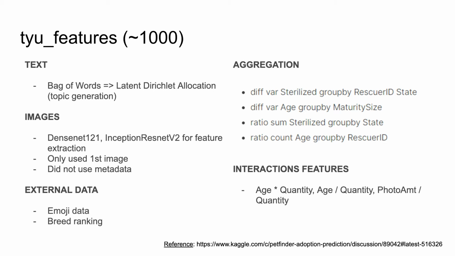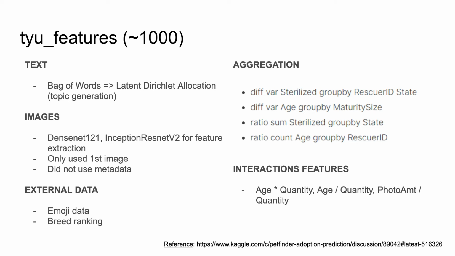Surprisingly, they didn't use any of the metadata provided. They extracted the features themselves. For text, they used bag of words and LDA, which is a way to generate topics from different kinds of text documents. For images, they used DenseNet and Inception ResNet for feature extraction. And for this model, they only used the first image because some pets actually have multiple images, but they opted to only use the first one.